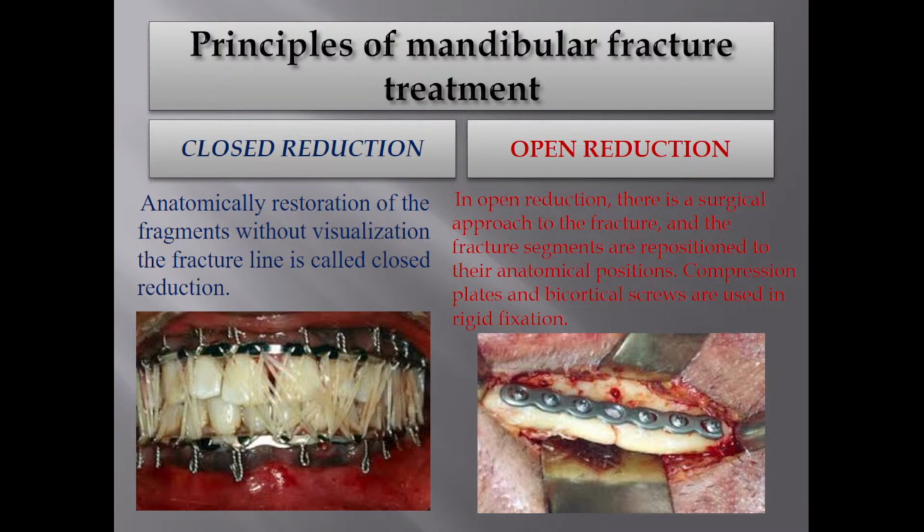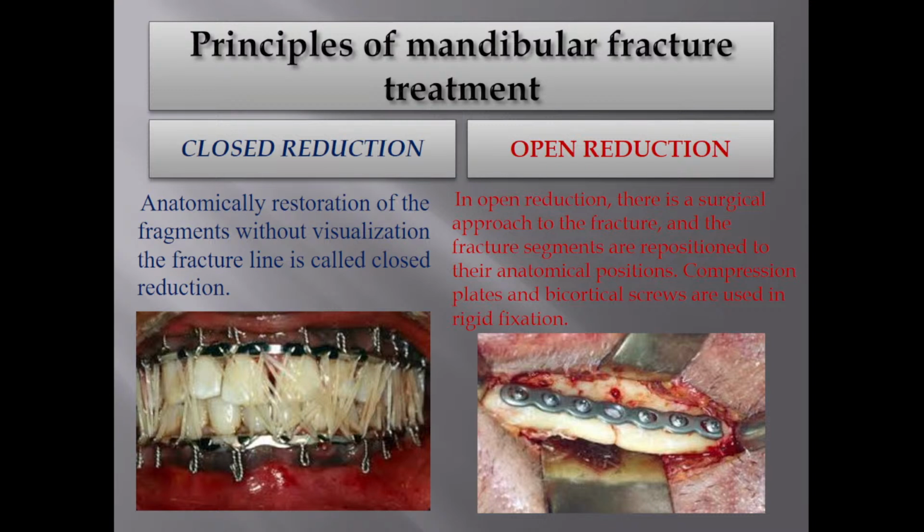And the next type of reduction is open reduction. It can be a one-moment reduction and fixation because we can use, as you can see, special mini plates. And let's see what open reduction is. Open reduction is preferred when closed treatment is not possible or has failed. In open reduction, there is a surgical approach to the fracture and the fracture segments are repositioned to their anatomical position. This is followed by the fixation step.